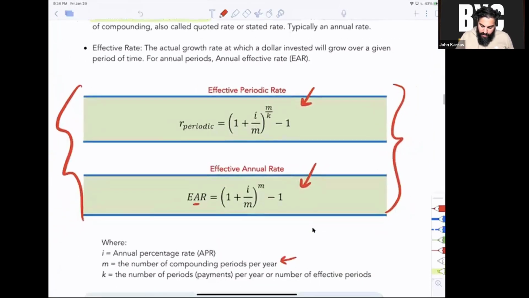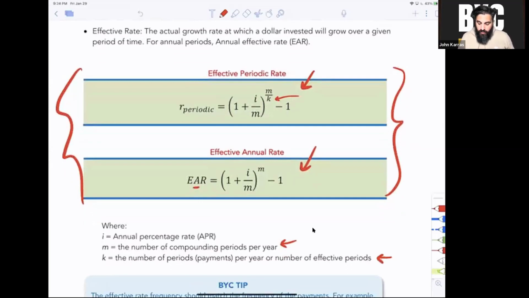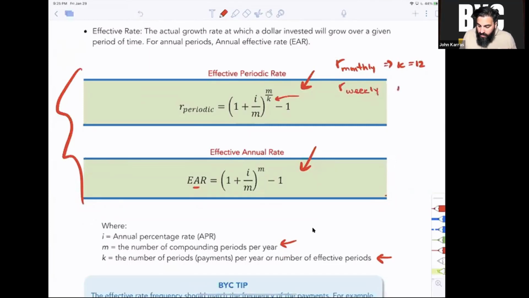So just to make sure we understand, there's one little remaining variable in this formula, the K. K is the effective period in the question. So for example, if you want to find a monthly rate, or an effective monthly rate, your K will be set to 12. If you want to find a weekly rate, okay, you're going to set your K to 52, right? That's how many weeks in a year. If you want to find a quarterly rate, because that's what you need in the question, you're going to set your K to 4.